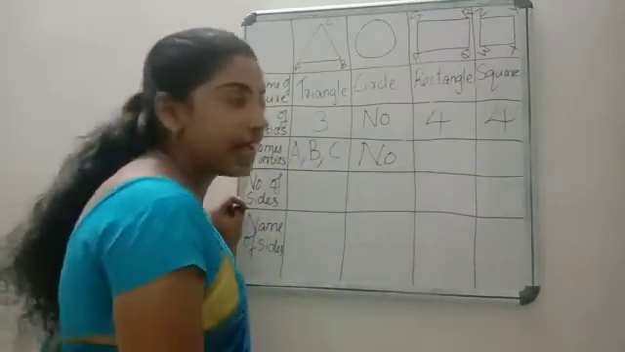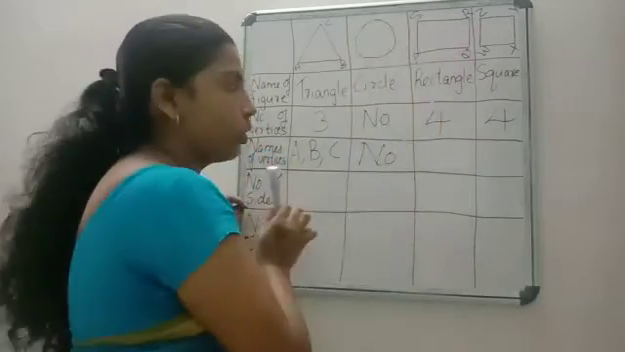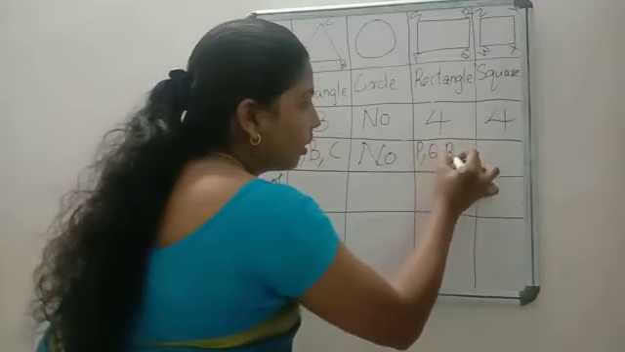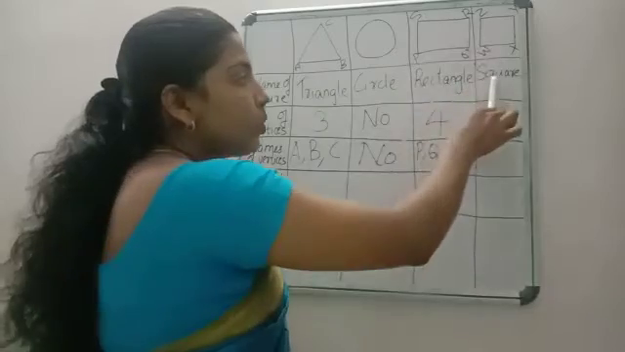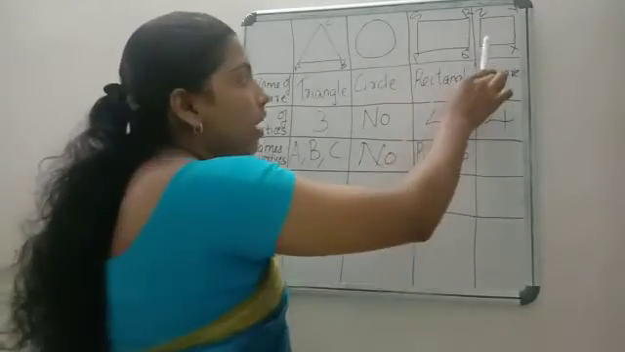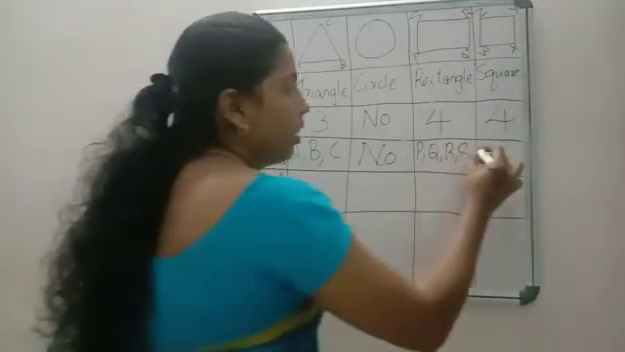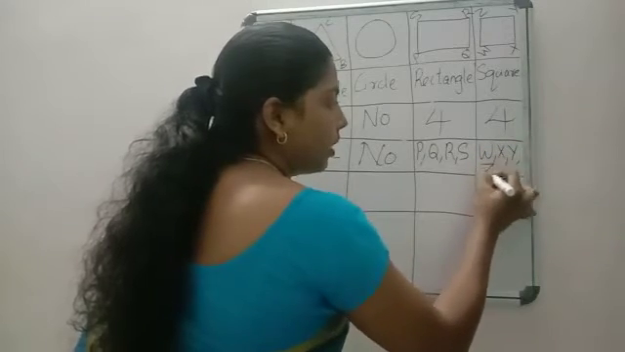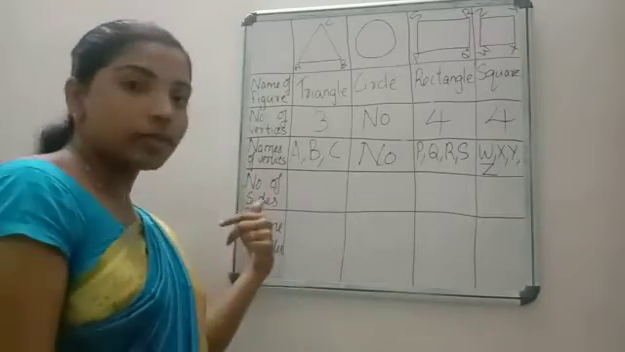Now in the case of rectangle, the name of the rectangle is PQRS. So the vertices are P, Q, R and finally S. Now the final figure is square. Here also 4 vertices are there and the names of the vertices are W, X, Y and Z. W, X, Y and Z. Okay, now let us see the next question.